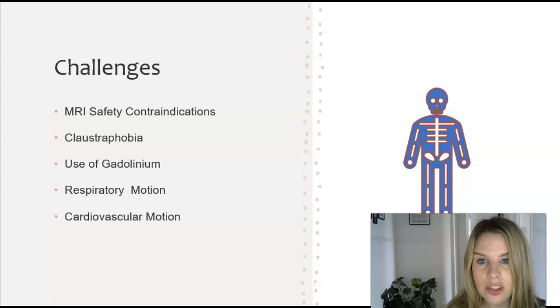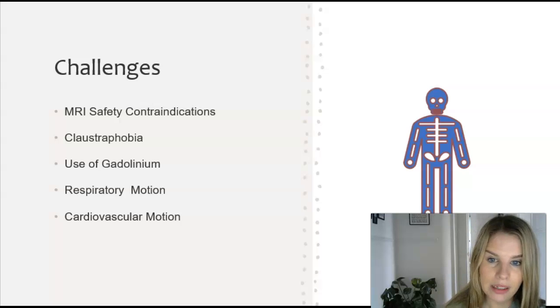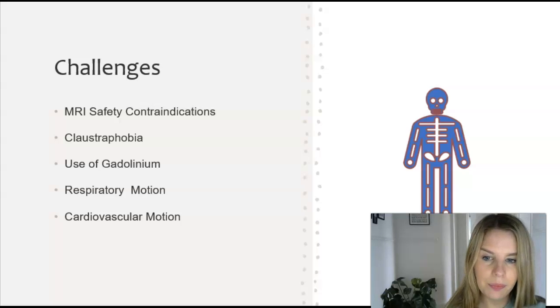We also have challenges such as respiratory and cardiovascular motion. So these are not challenges that are specific to oncology, they're just challenges that are specific to MRI in general. But breathing is definitely an issue in MRI, as is cardiovascular motion, although we can use gating and techniques to lower the impact that has on the quality of the scan.